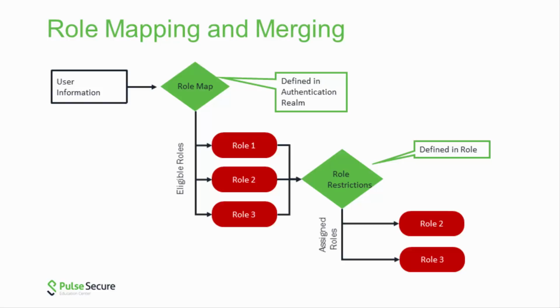If the role assignment process results in multiple roles being assigned to the end user, Pulse Connect Secure performs a permissive merge. Thus, if one role denies access to a given resource but another role permits it, access will be permitted for the user session. There are a few specific rules for role merging.